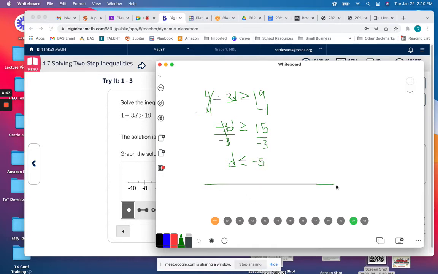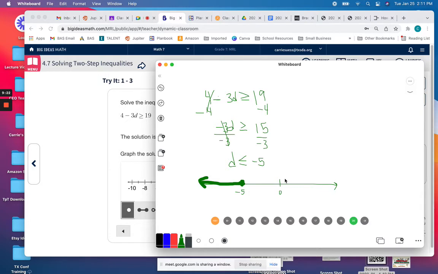Okay, and then to graph it, we have a 0. We have a -5. Closed circle. It is a closed circle. Let me see if I can draw a closed circle. I just need a bigger dot. Boom. Is it going left? And then D is less than or equal to, so what way am I shading? I heard Camille say it. Left. To the left.